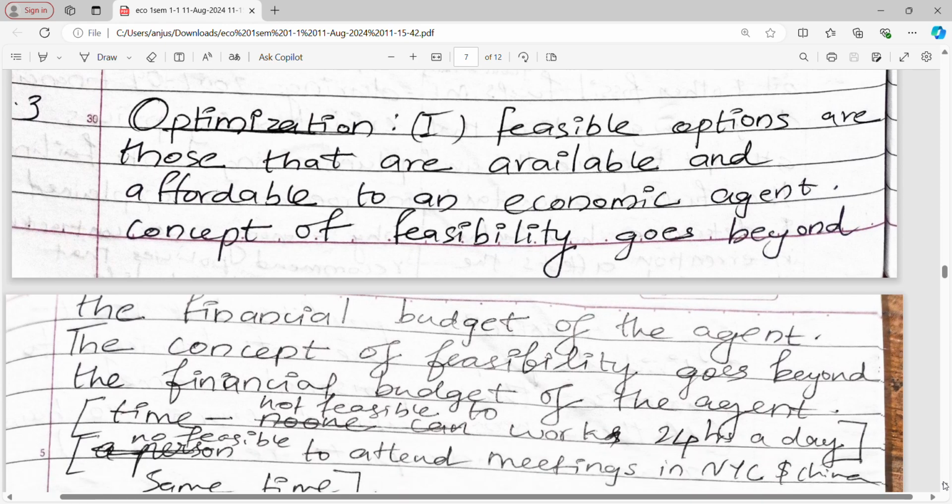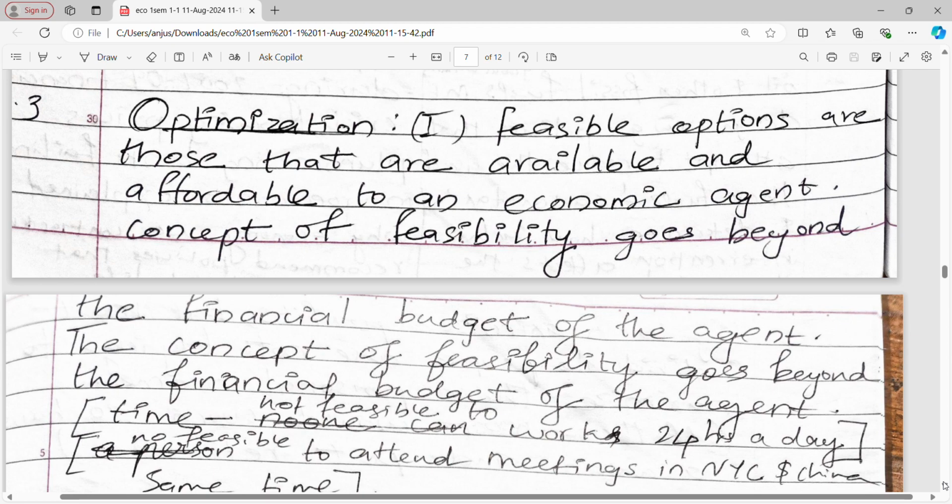Optimization. I have marked here Roman numeral 1 because the above small definitions also are part of this note. So instead of writing it again, I just marked the Roman 1. So optimization: feasible options are those that are available and affordable to an economic agent, to a consumer, to a parent, which school is good as the parent can afford the tuition fee, or for the government, which policy is best for their citizens.